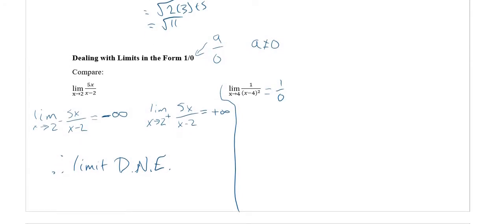So in this case, we have 1 over 0 when we evaluate it, so we don't really know how to work with that. Again, we're going to use left-handed and right-handed limits to help us out a bit.